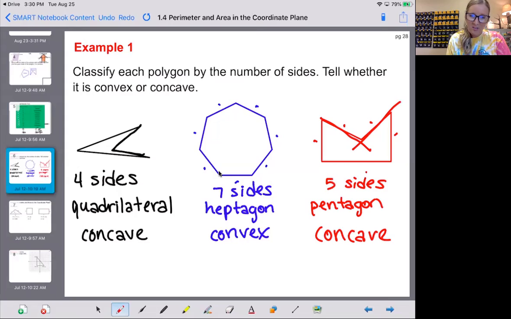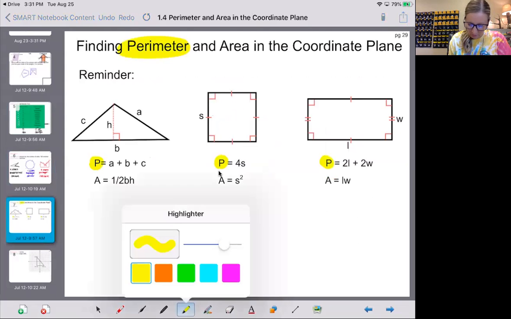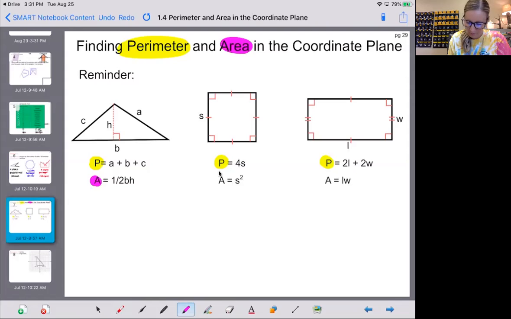All right, next page is going to be just a list of formulas. So again, if you will pause the video and copy all of these down, these are the formulas for perimeter and area. Perimeter is the ones that have a P, and area is the one that has an A. So if you'll take a second, copy those down into your notebook if you haven't copied them down already. And then once you're ready, you can go ahead and hit play again.